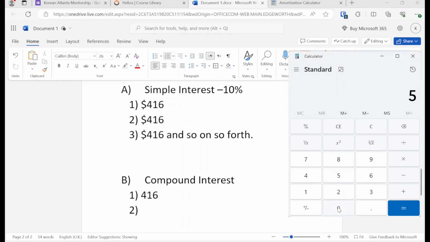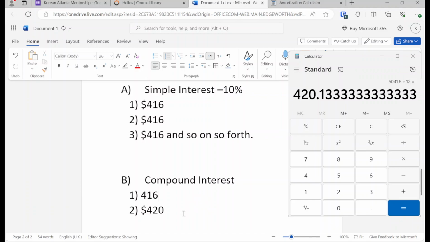So let's say 50,416. Oh, did I put an extra zero? Let me redo that. 50,416. So let's say now our interest is credited to the $50,000, so we now have a little bit more than $50,000 in our account. Then what we're going to do is multiply that by 10%, 0.1 divided by 12, right? So now we're going to be credited $420 of interest. Okay, so that's basically how compound interest works.